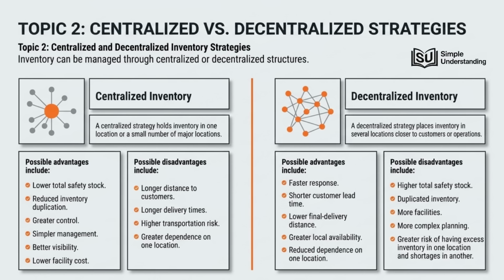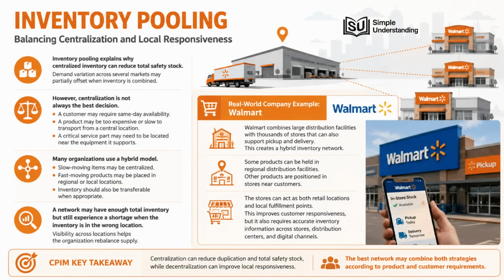Possible advantages include faster response, shorter customer lead time, lower final delivery distance, greater local availability, reduced dependence on one location. Possible disadvantages include higher total safety stock, duplicated inventory, more facilities, more complex planning, greater risk of having excess inventory in one location and shortage in another. Inventory pooling explains why centralization can reduce total safety stock. Demand variation across several markets may partially offset when inventory is combined.